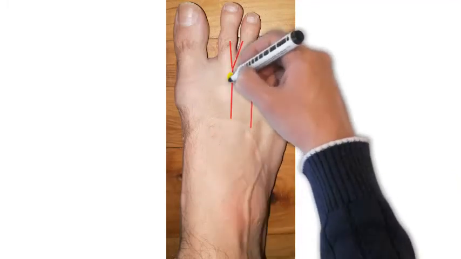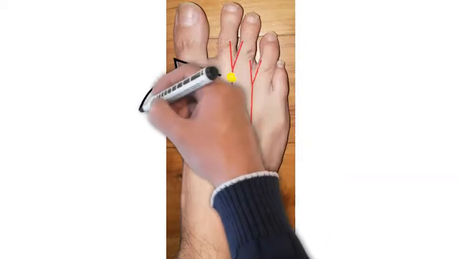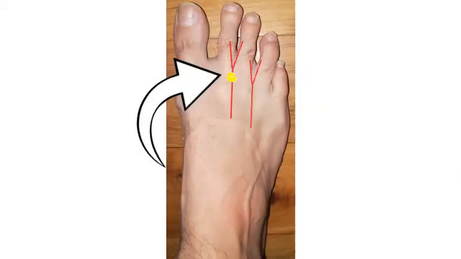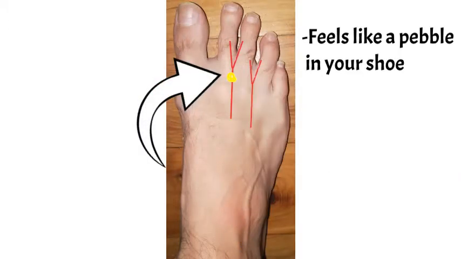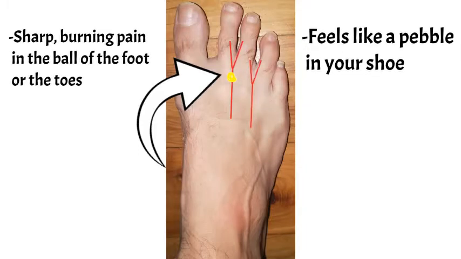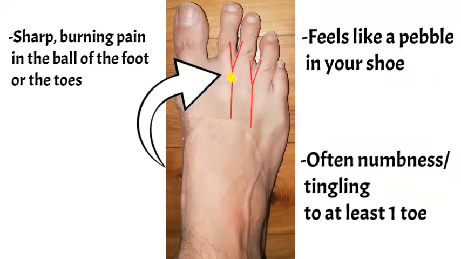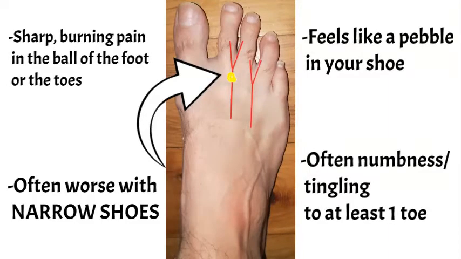Now, what happens with the neuroma? It forms below the Y area usually. And it's that yellow bit there. And what it is, is a bit of scar tissue around the nerve. Now, it often feels like a pebble in the shoe. You often get a sharp burning pain in the ball of the foot or the toes. You can get some numbness associated with it, often affecting one toe, but sometimes two. And it's often worse with narrow shoewear because it's really closing up the position around that nerve.